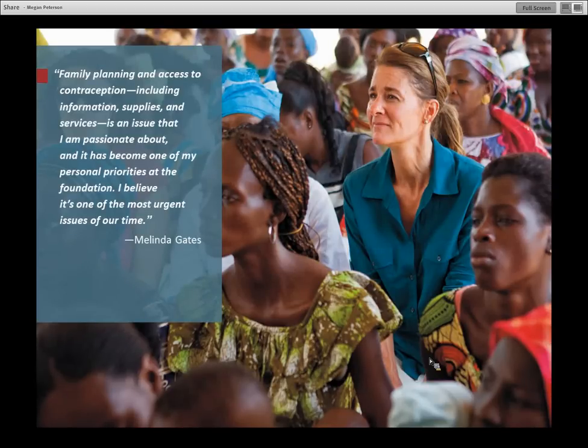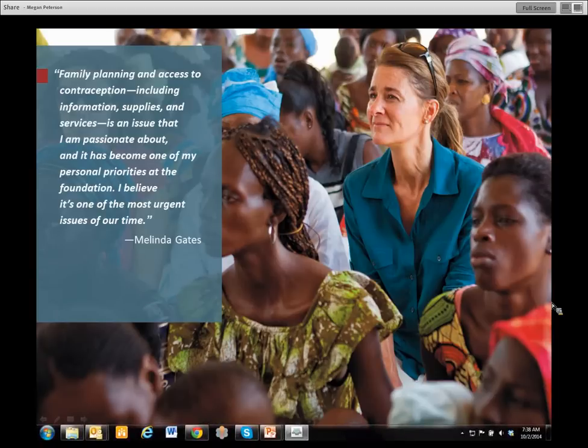As I'm sure many of you are aware, family planning is a very personal priority for Melinda Gates, in particular at the foundation, and will continue to be a priority for us moving forward, particularly as we now center ourselves around women and girls' development more specifically. Obviously, family planning is a huge component of that.